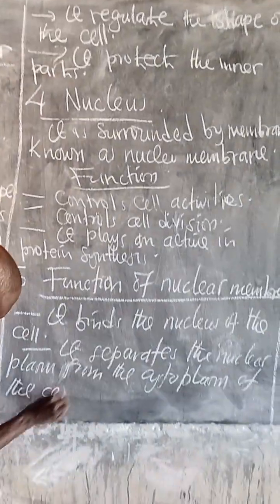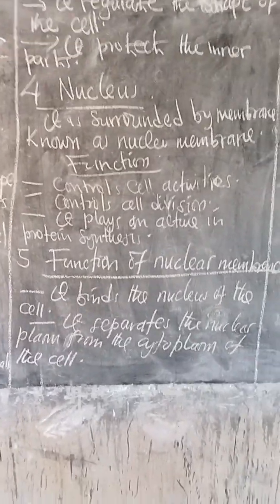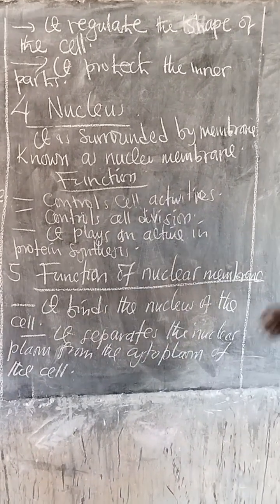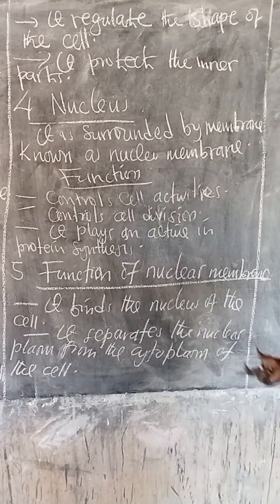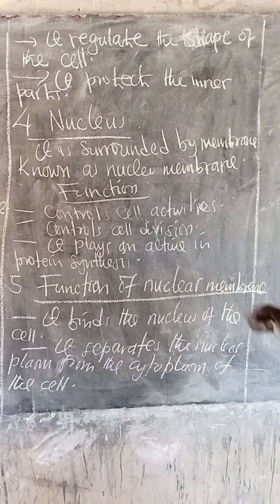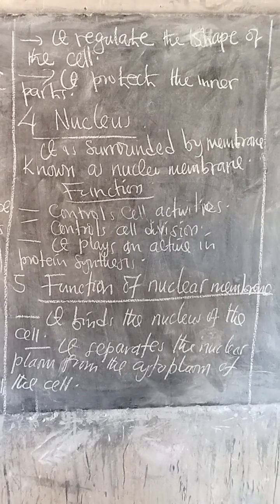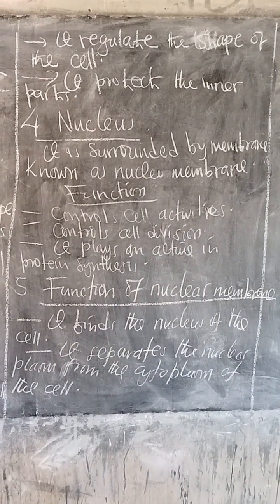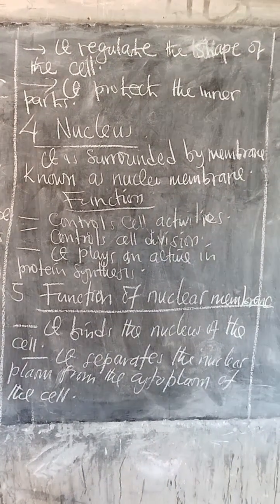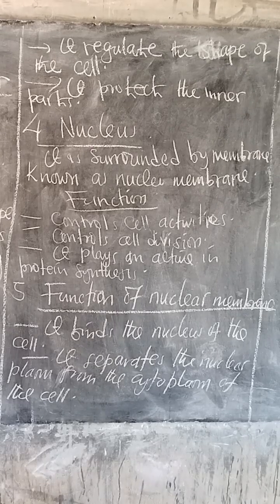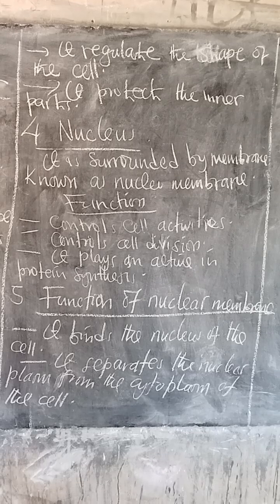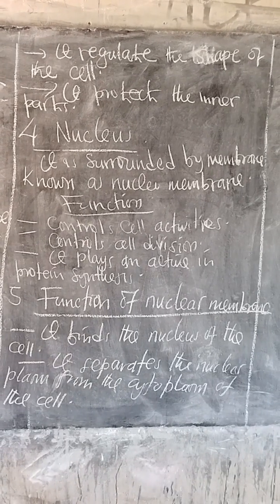So within the cell there is the liquid component of the nucleus that we call the nuclear plasma, and there is also the liquid component of the cell, which is called the cell cytoplasm. So the nuclear membrane separates the two. It keeps the nuclear plasma separate from the cytoplasm of the cell, which is one of the important functions of the nuclear membrane.